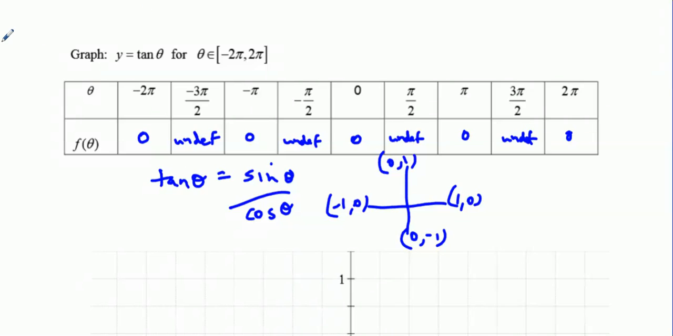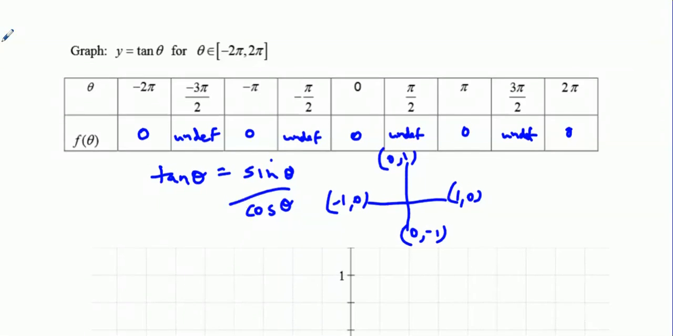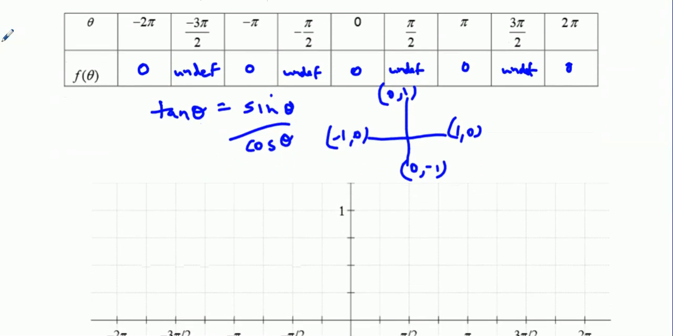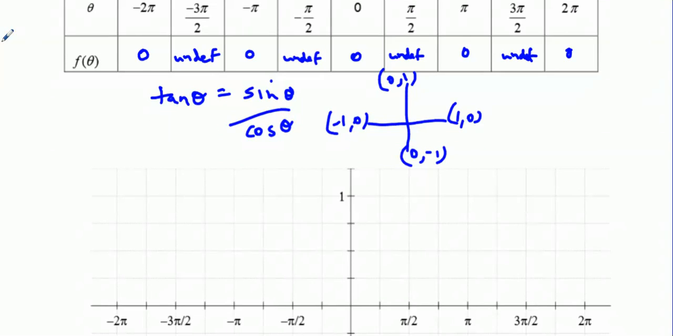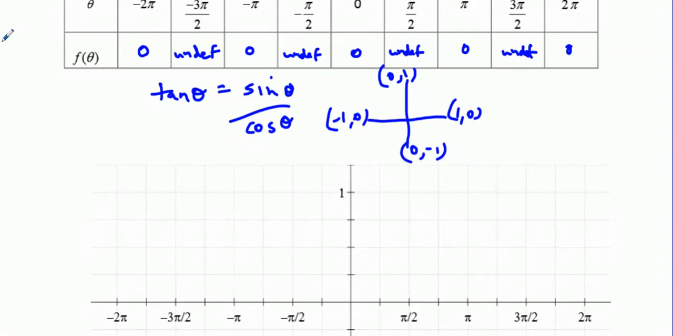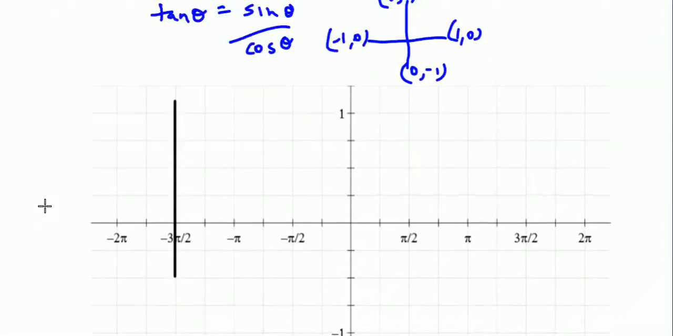Okay, so let's graph that. What does it mean if the graph is undefined at all of these values? Well, it's just an asymptote, right? The graph cannot cross at that place because it is not defined at those angles. So at negative 3 pi by 2, maybe I'll just cheat and use a line tool here. I'm just going to draw an asymptote in.